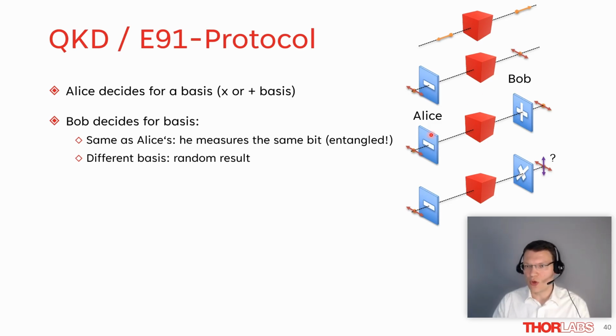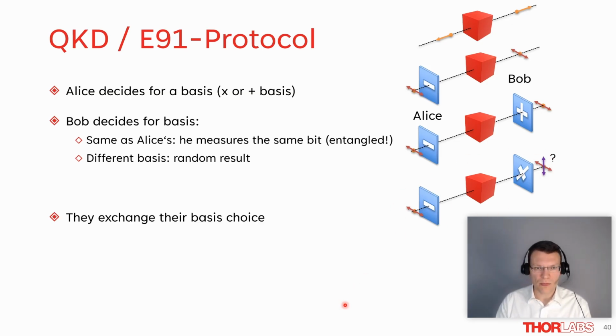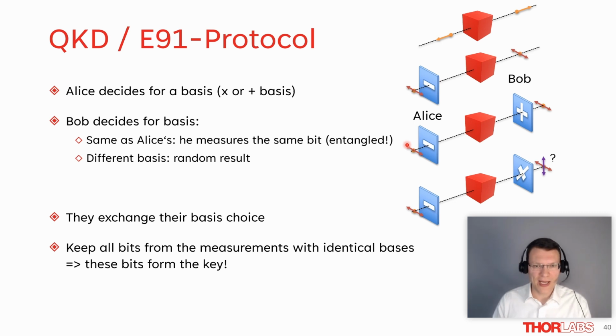So Alice and Bob talk about their choice of the measurement basis, not about the bit they measured, but about the choice of the basis. And all of those measurements here are thrown out because the result is random. Now, the ones that they talk about, they know that they had the same result because of the entanglement. And so they use those bits as the encryption key for their communication.